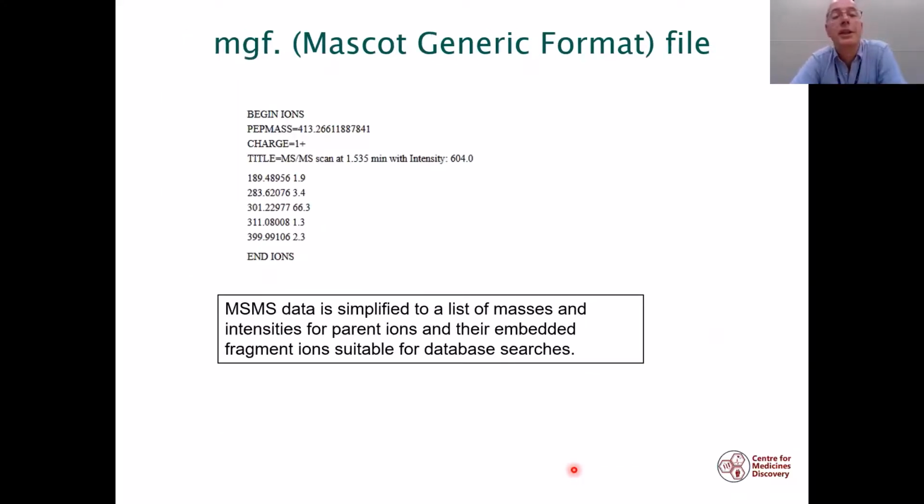So here's a closer look at an Mgf file. It's just a simplified list of masses and intensities for parent ions and their embedded fragments. So this is the peptide mass, 413.266 to several decimal places. It's singly charged. This is the retention time on the column, 1.5 minutes. This is the intensity of the peak, and then these are the masses and the relative abundances of the fragments. And that's a very simple Mgf file.